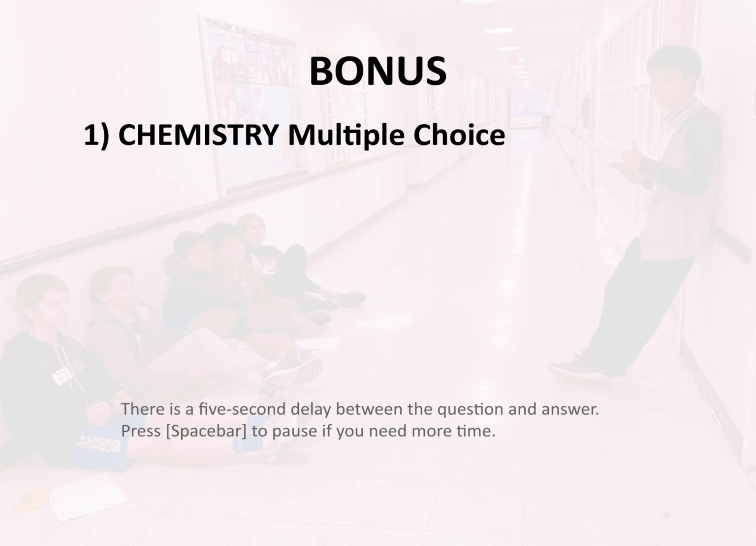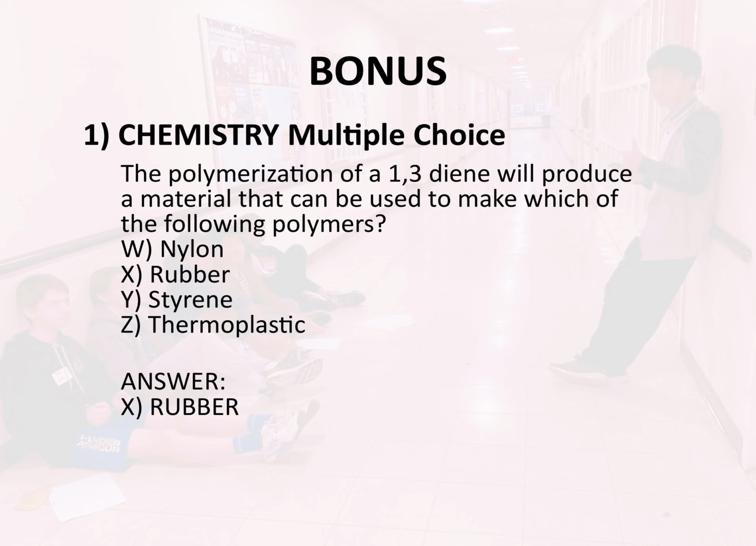Bonus 1. Chemistry. Multiple choice. The polymerization of a 1,3-diene will produce a material that can be used to make which of the following polymers? W. Nylon. X. Rubber. Y. Styrene. Z. Thermoplastic. Answer: X. Rubber.